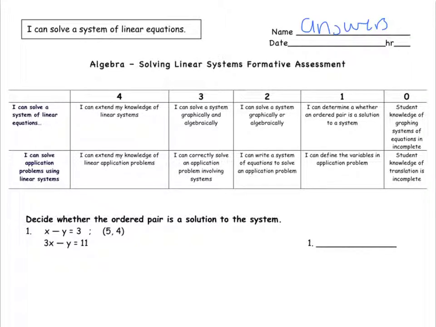All right, most of you got one correct. For one, you needed to show that you plugged the values in for the variables. So 5 minus 4 equals 3. And actually you can stop here because clearly it doesn't, so that would be a no.